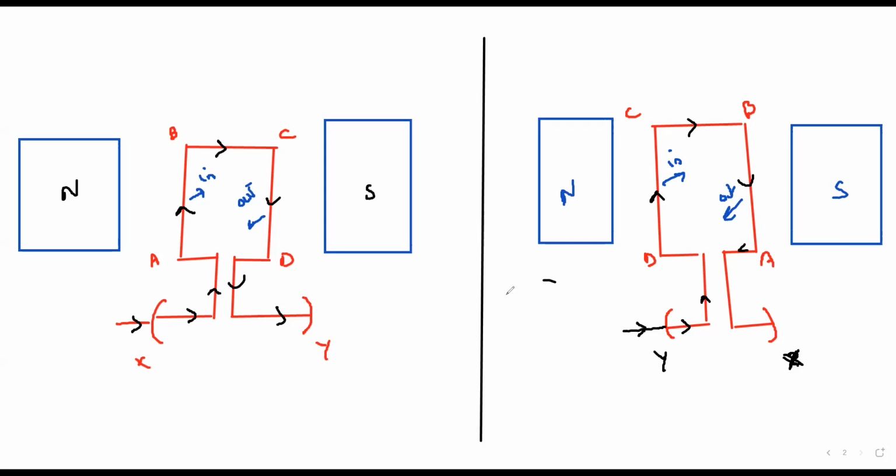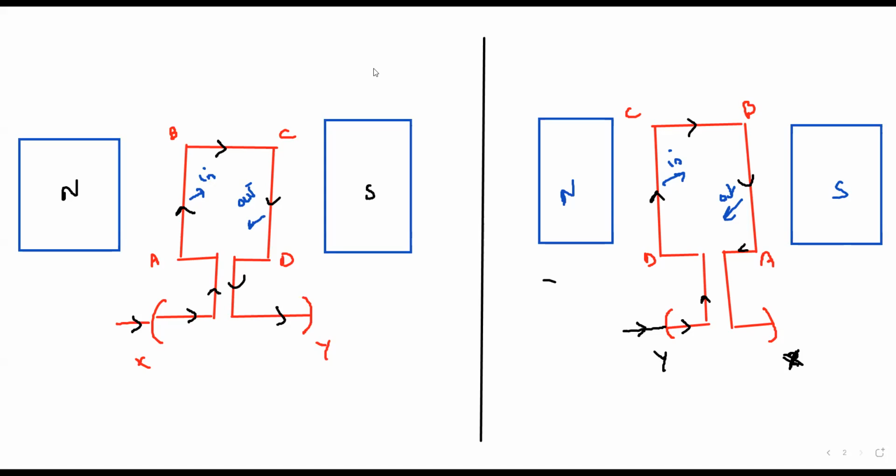So what is the purpose of these split ring commutators? They reverse the direction of the current so that every time, any side that comes on the left will experience a force downward or into, and any side which is on the right hand side will experience a force out. As a result, it will continue to rotate in one direction. It won't reverse direction. That is what happens in a DC motor.